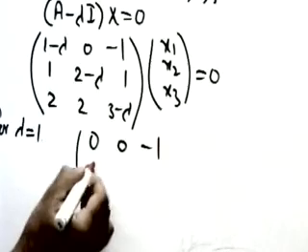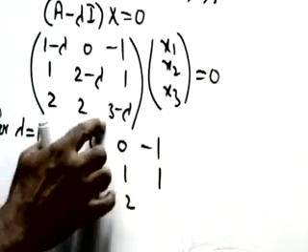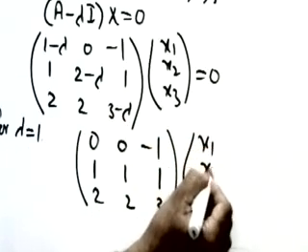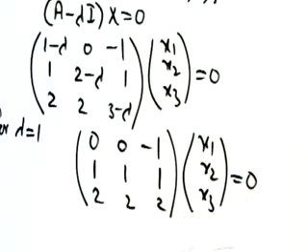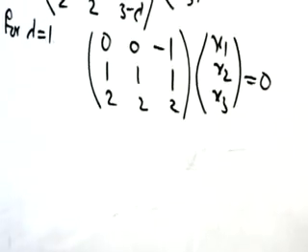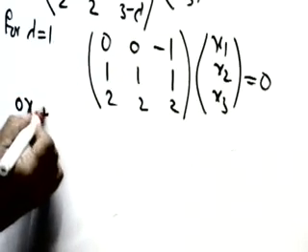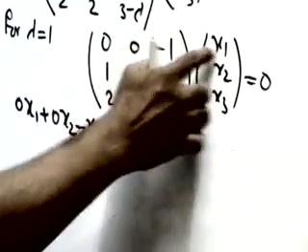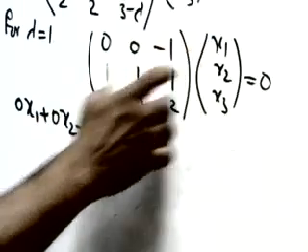If we keep 1 here, 1 minus 1 will be 0, 0, minus 1, 1, 2 minus 1 will be 1, 1, 2, 2, 3 minus 1 will be 2. Now into x1, x2, x3 equals to 0. So if you multiply this, you will get three equations. How to multiply? Row into column. So if you multiply like this, 0 into x1 will be 0x1 plus 0x2 minus x3 equals to 0.